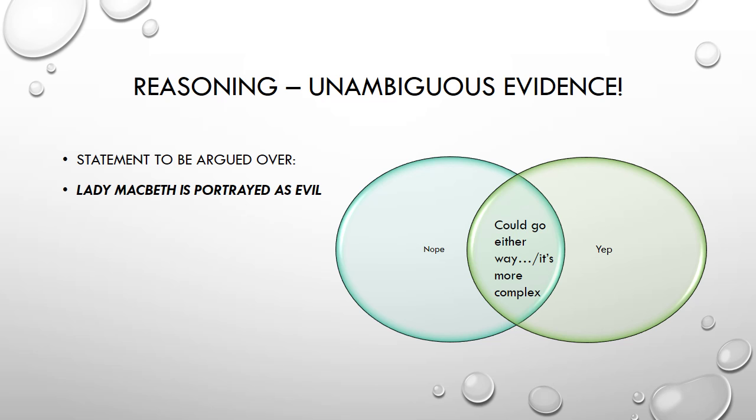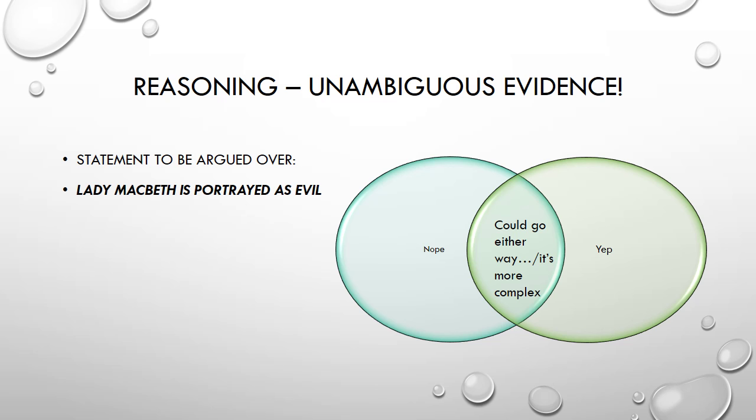Lady Macbeth is portrayed as evil. It's not a bad statement for a question. It's conceivable they should give you something like that. Lady Macbeth is portrayed as evil in the play. So I've done a little Venn diagram. I'd like you to draw one too. It'll probably take a big piece of A4 paper, maybe even A3. Just two circles interlinking, standard Venn diagram.